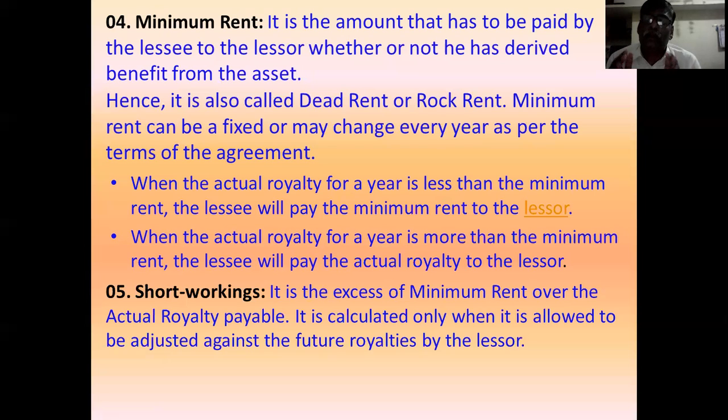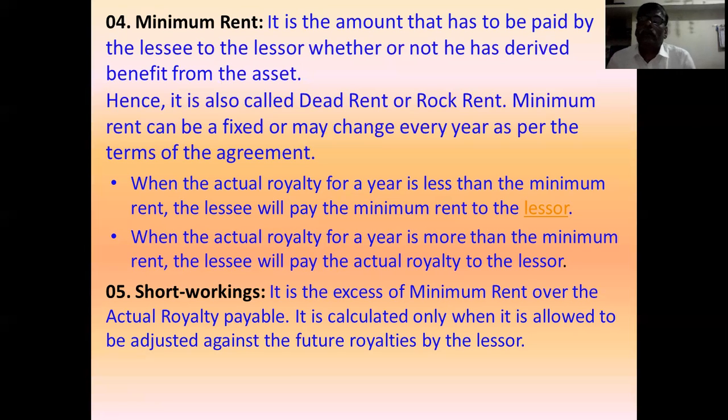So whenever the lessee pays minimum rent to the landlord, at that time, some amount is paid out of his pocket. You remember this point. If royalty is less than the minimum rent, the lessee pays the minimum rent, including some amount from his own pocket, to the landlord. Whatever amount he pays out of his pocket is called short working. So the excess of minimum rent over the royalty payable is called short working. It is calculated only when it is allowed to be adjusted in the future years.